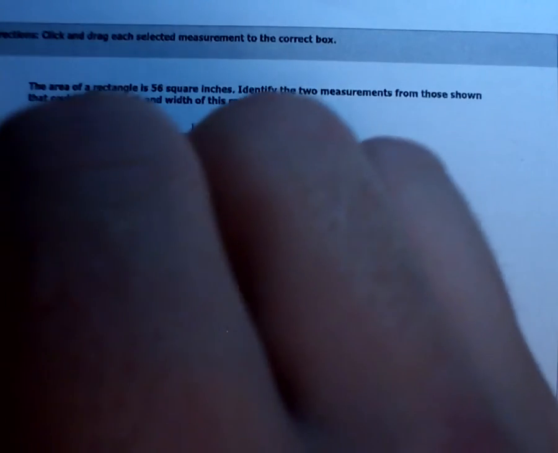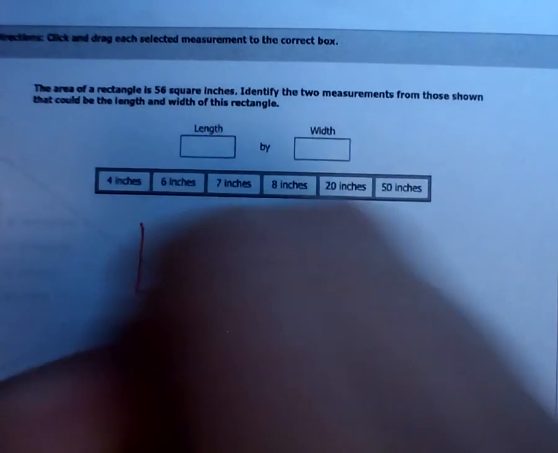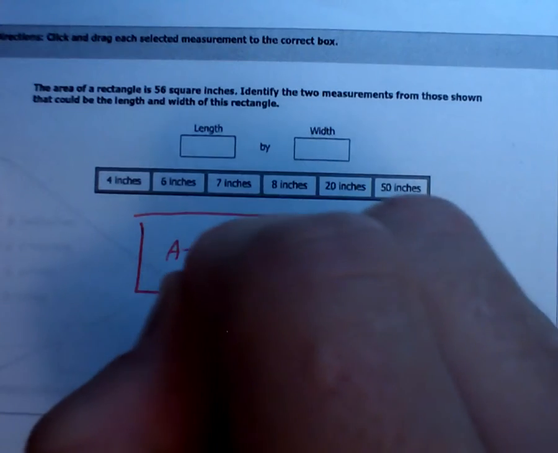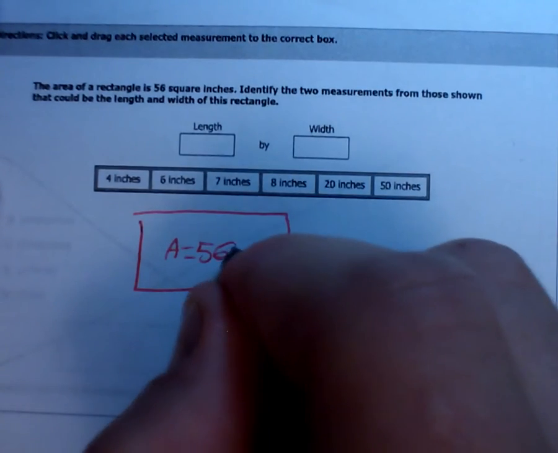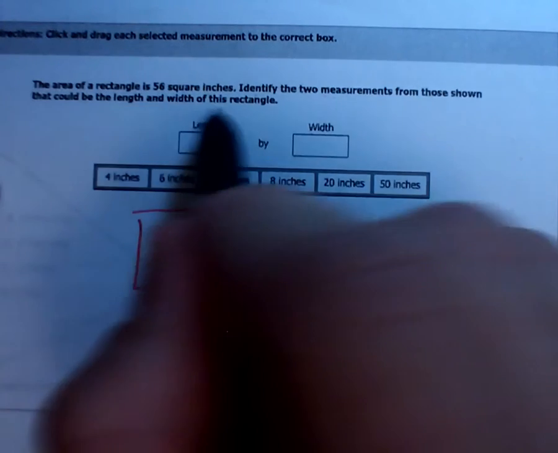Okay, the area of a rectangle. Here's a rectangle. It says area is 56 square inches. Identify two measurements that could be the length and width.